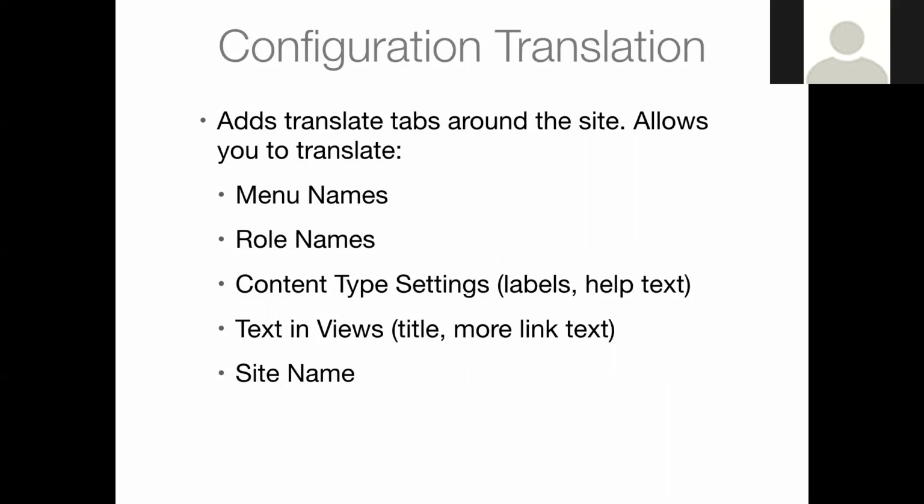things like the name of your content type, the name of different fields, the help text, the configuration of your views. So often in views, you'll be configuring title, more link, extra text just as part of those settings. And then things like your site name. So things that were variables in Drupal 7 are now all part of configuration.